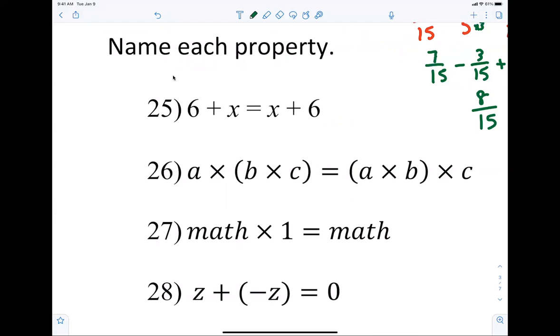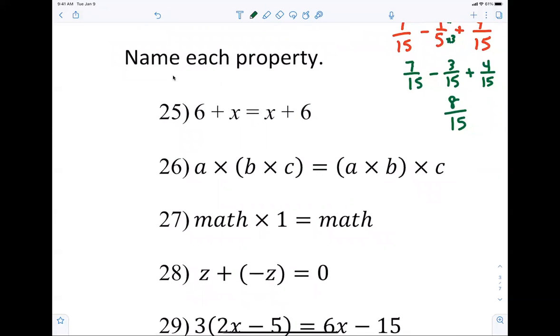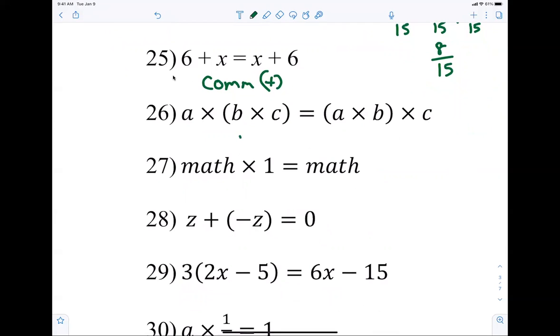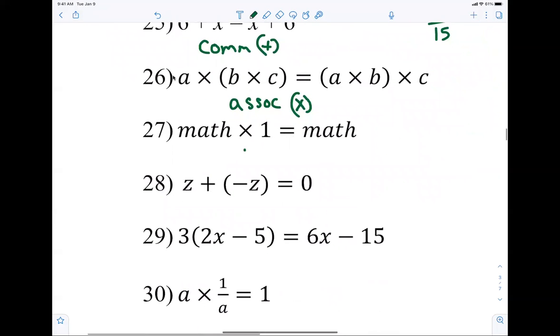Now you have to name the property. Uh-oh. Molly, do you remember the property name for number 25? Commutative of what? Are we adding or multiplying? That is correct. Very nice. Good job. Okay. So now, Jolie. Yes. Associative of what? All right, I like it. Okay, here we go. Wow. That's very good. Identity of multiplication. I'm pretty good with that.